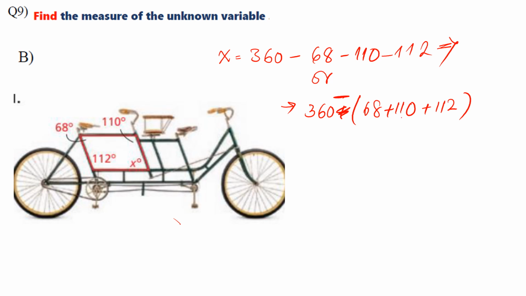Okay, 110 plus 112 will be 222. 222 plus 68 gives us 290 degree. Okay, so 360 minus 290 degree gives us 70 degree. So this is the measurement of angle x.